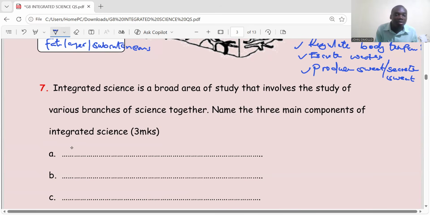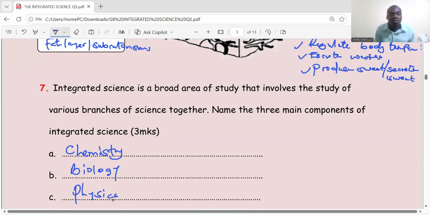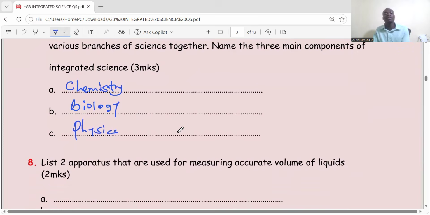Number 1, we study chemistry. That is one of the integral parts. Another part is biology. That is another thing that we study in integrated science. And the last one, which we majorly study here, is physics. So these are the 3 branches or main components of integrated science, or sub-disciplines of integrated science.